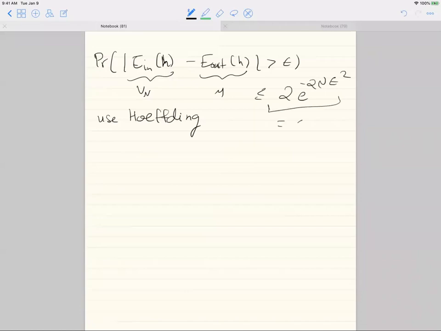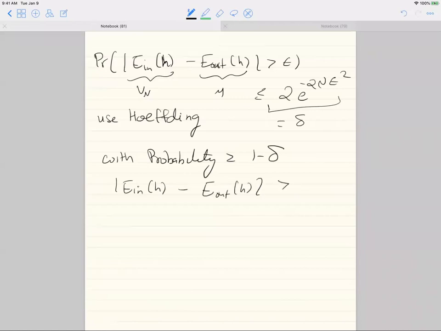Define this to be delta as before, then we have the same story that with probability greater than 1 minus delta, what we have is that E_in of H minus E_out of H is less than epsilon, which is square root of 1 over 2n log 2 over delta. So this is just repeating the example we just did. Okay. Now, because we have an absolute value, E_in minus E_out is less than epsilon, and E_out minus E_in is less than epsilon.